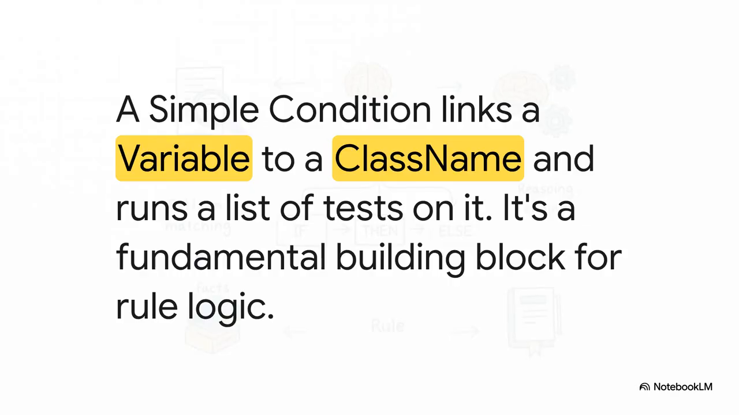Let's zoom in a little closer on a condition inside that when block. At its most basic level, what you're doing is linking a variable to a specific class name. This lets you then run a whole bunch of tests on that variable. This simple pattern, linking a variable to a class and then testing it, is really the fundamental building block for all of your rule logic.